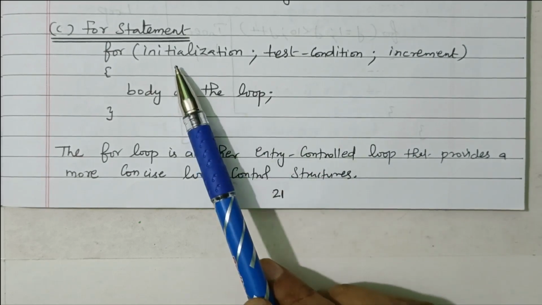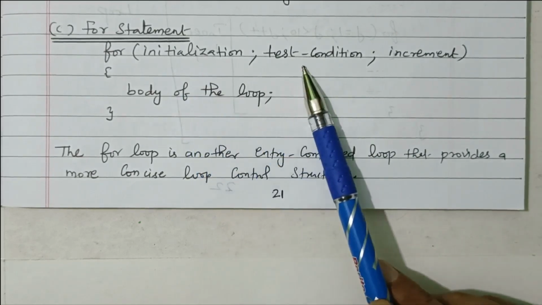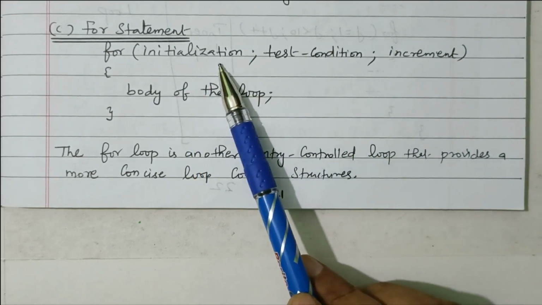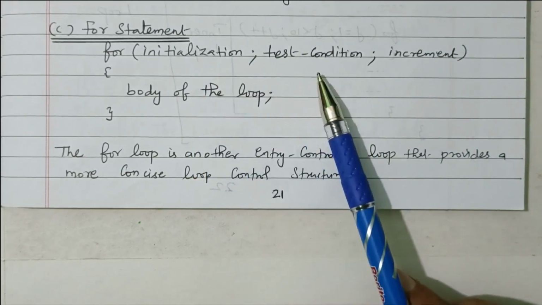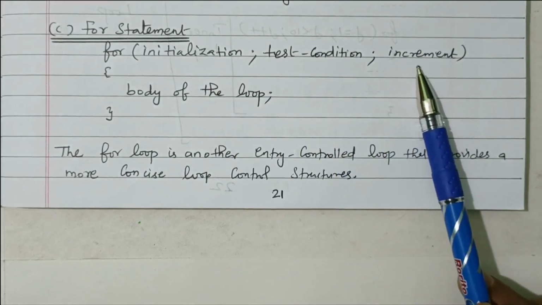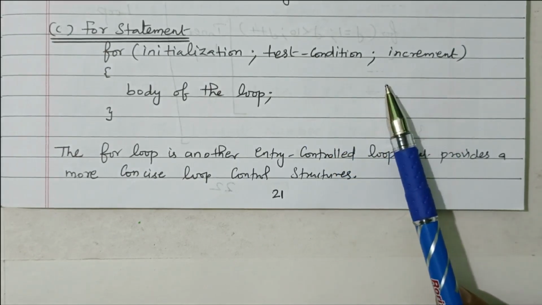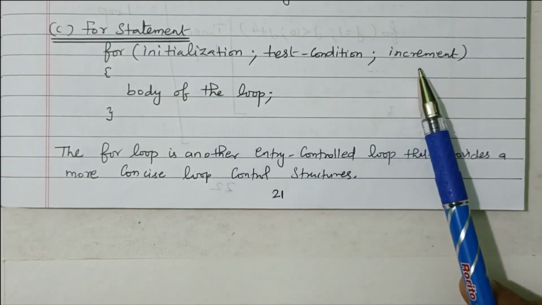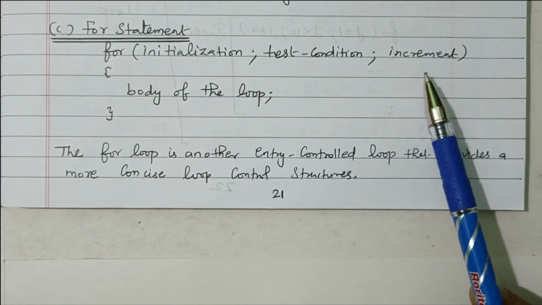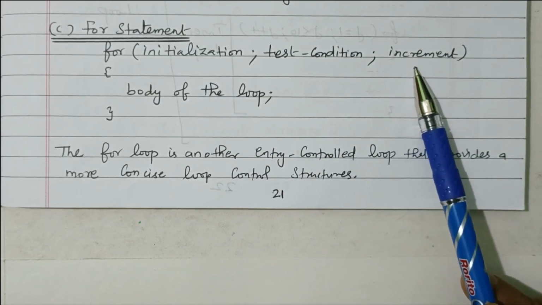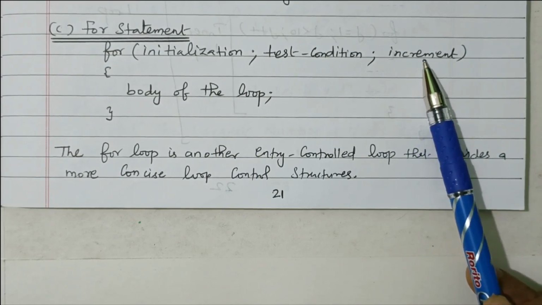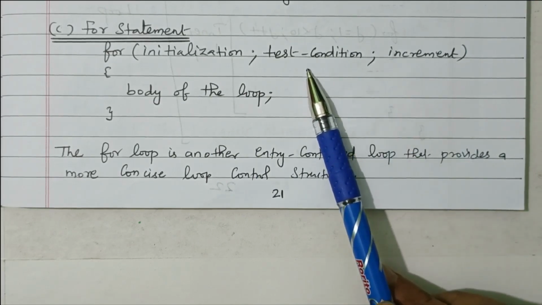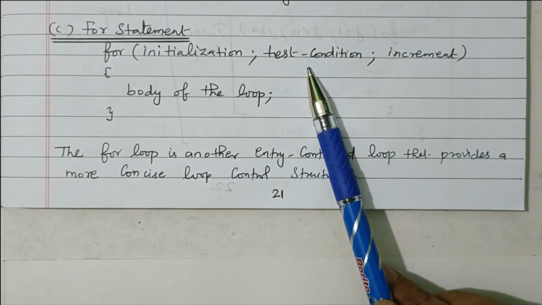So we have three parts: initialization, test condition, increment. We have to decide the initial value, the condition, and the increment. For example, we want to create the numbers from 1 to 10. The initial value is 1. The increment is by 1: 1, 2, 3. So i plus plus. What is the test condition? i less than or equal to 10. If it is greater than 10, it will stop the process. So i should be less than or equal to 10.